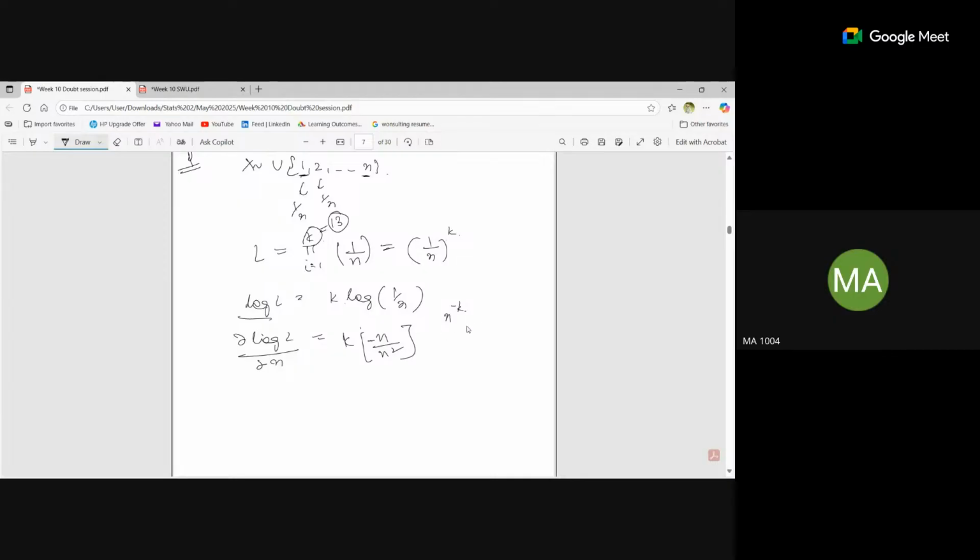If you take it like this and then differentiate it, this will be n raised to the power minus k plus 1 upon minus k plus 1. That is just the power rule of differentiation, so this will be minus k minus 1. Now you will put this value equal to 0. So n raised to the power minus k minus 1 equals 0.